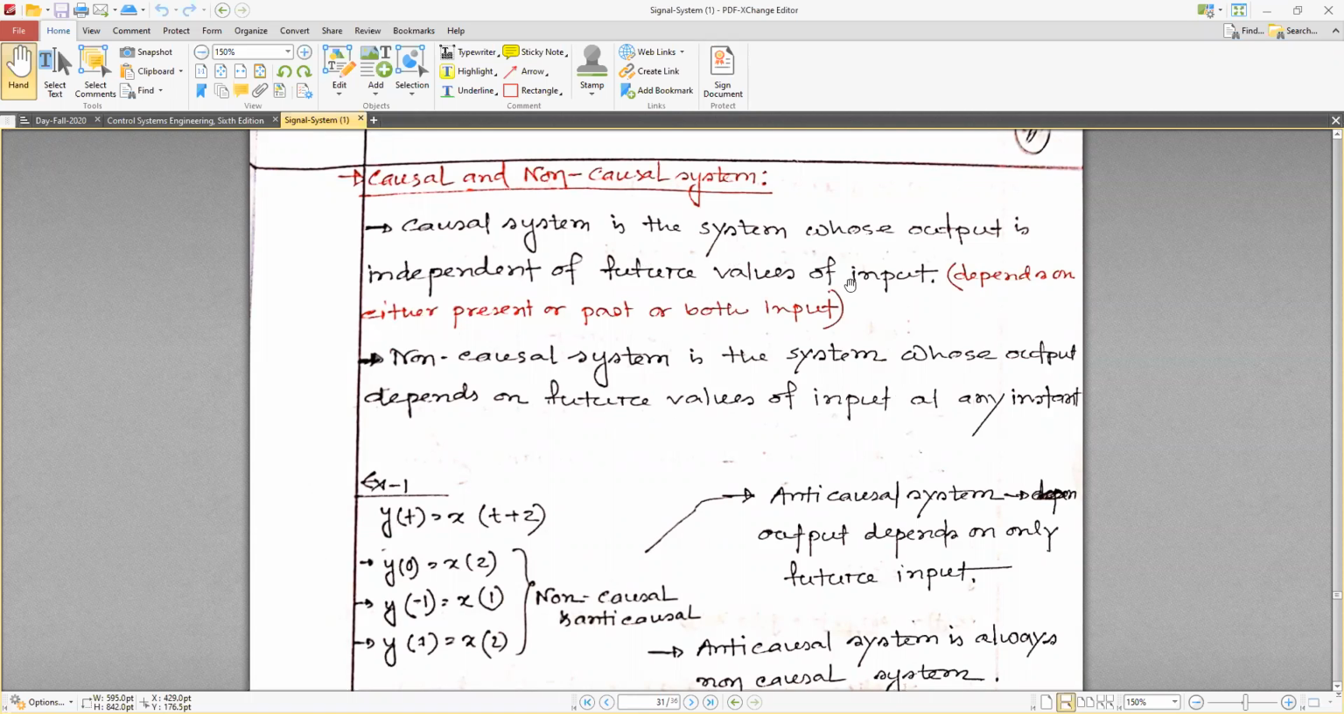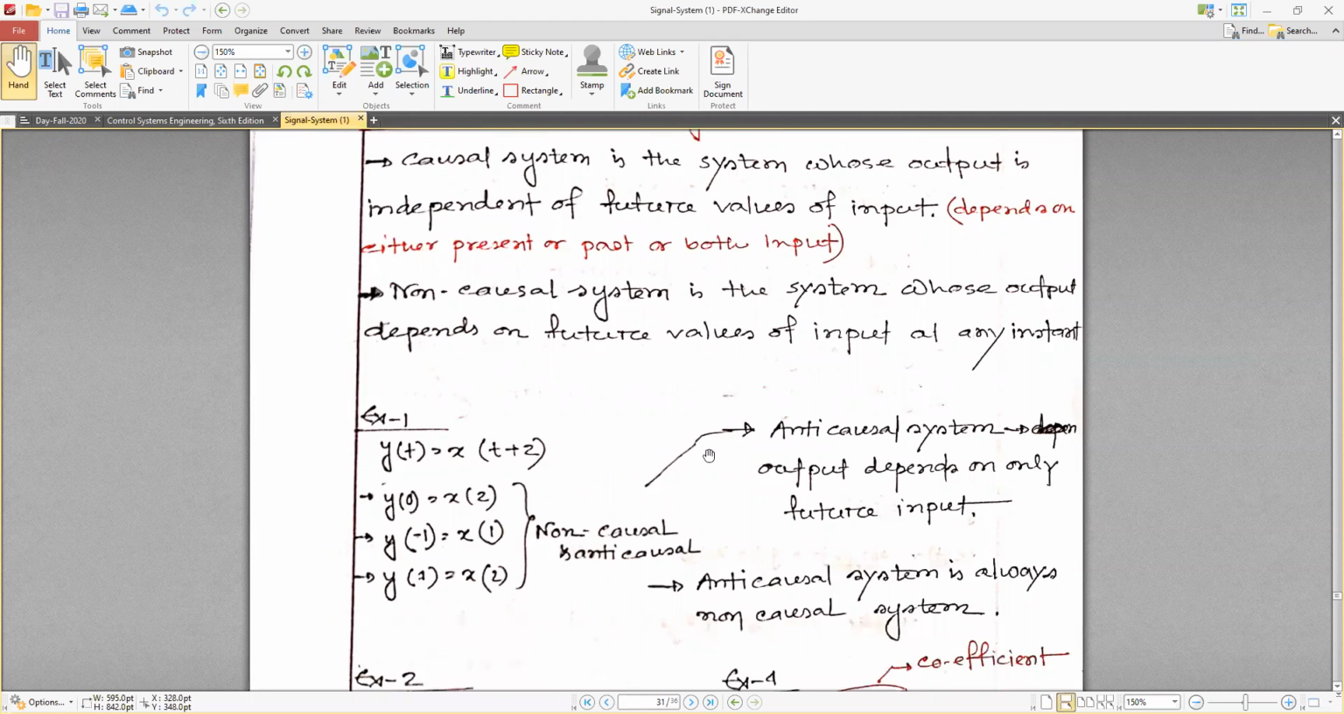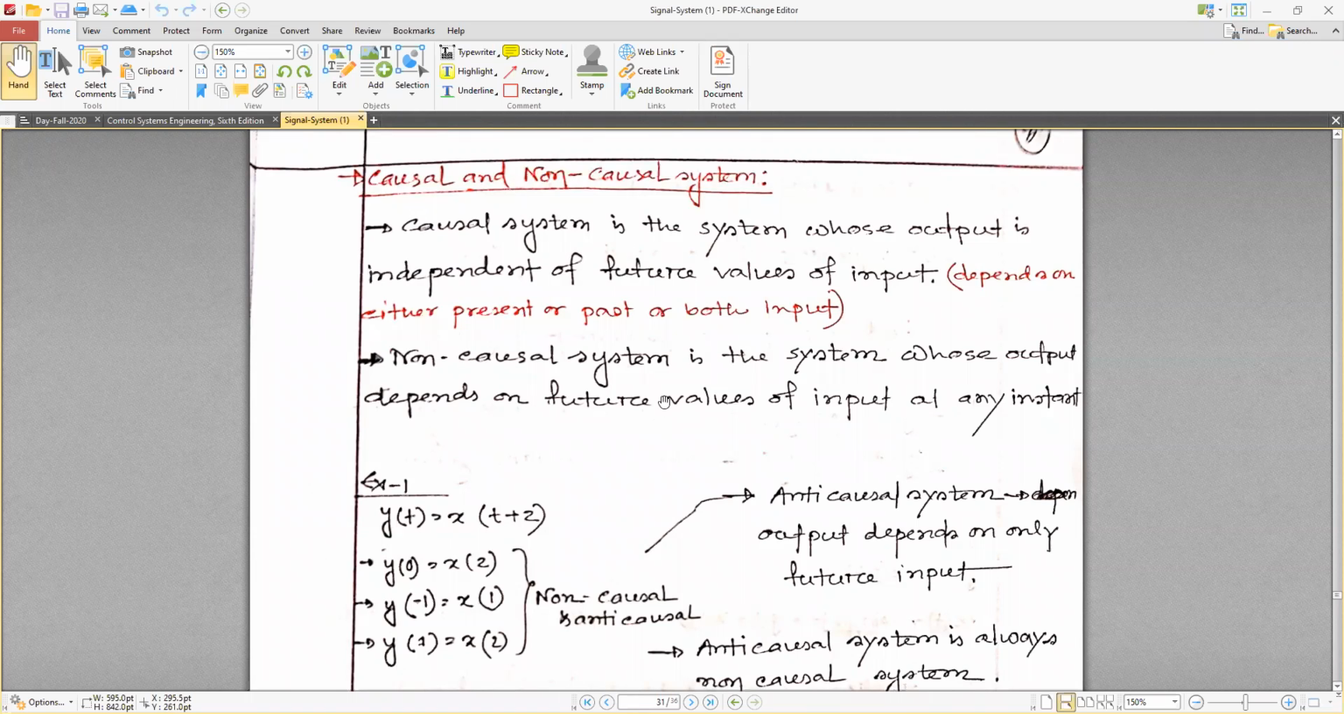Causal system is a system whose output is independent of future values of input, depends on either present or past or both values of input. Non-causal system is a system whose output depends on future values of input at any instant. So it depends on the future values of input.